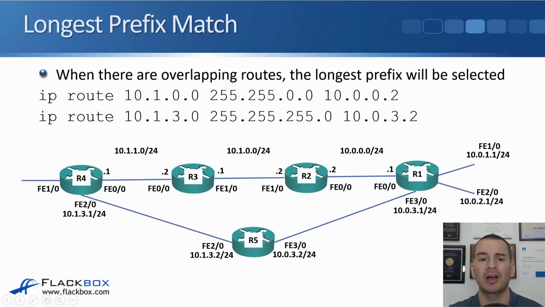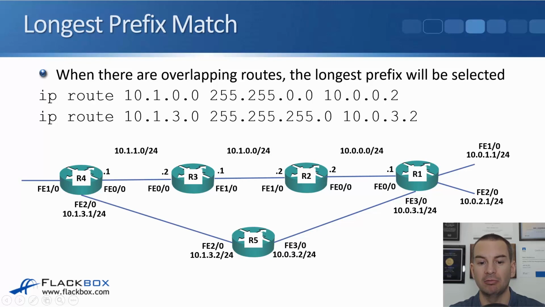Now, I do want traffic for all of the 10.1 networks, like 10.1.0 and 10.1.1, and maybe I've got a 10.1.4 also behind R4 here. I want all of that traffic to go via R2. But if I'm sending traffic to the 10.1.3 subnet, I don't want it to go along the top path. I want it to go along the bottom path via R5, because that's a more direct route.